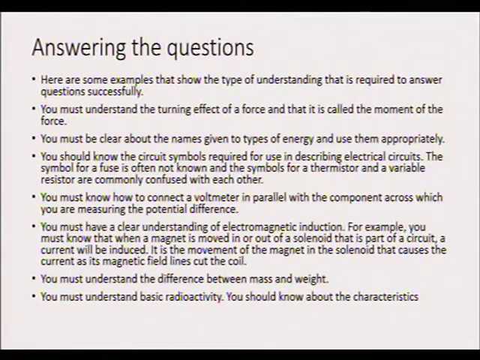The symbol for a fuse is often not known, and the symbols for a thermistor and a variable resistor are commonly confused with each other, especially in cases where you are asked to draw. You are just given a diagram. You are told in a circuit there is this and that. There is a thermistor, a variable resistor, a watt, and you are asked to draw that. Sometimes the symbols are confused with each other.